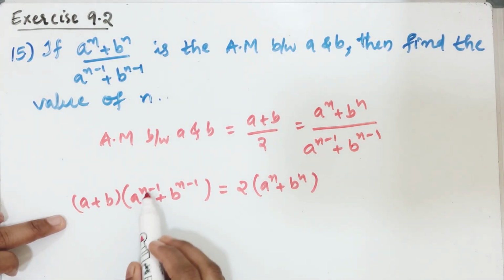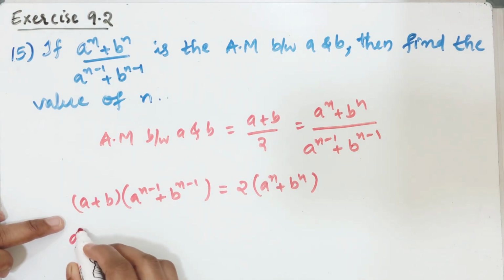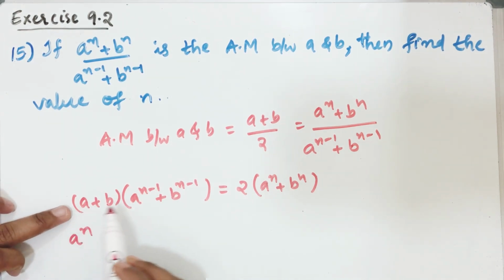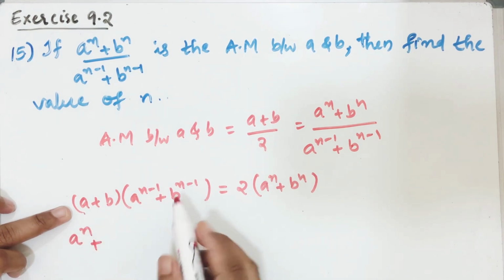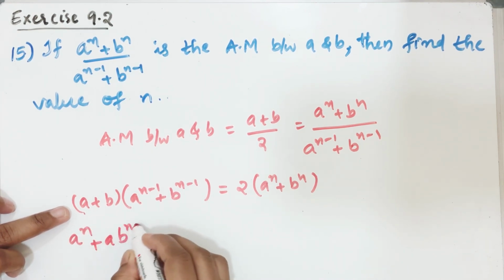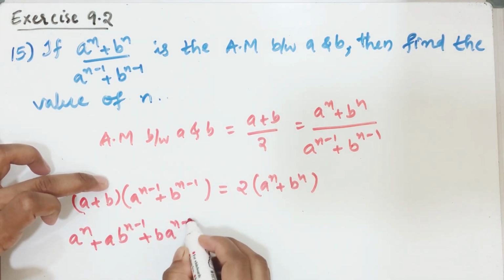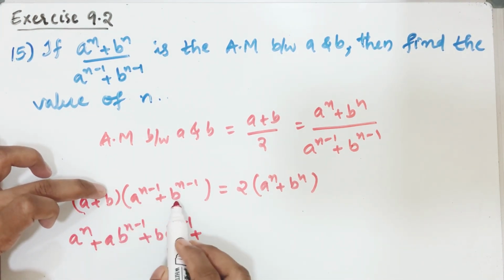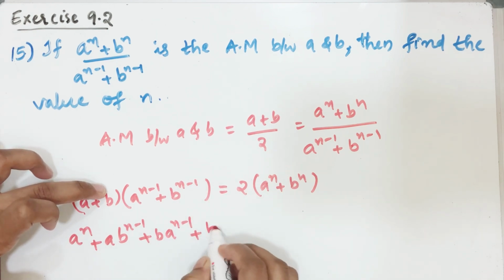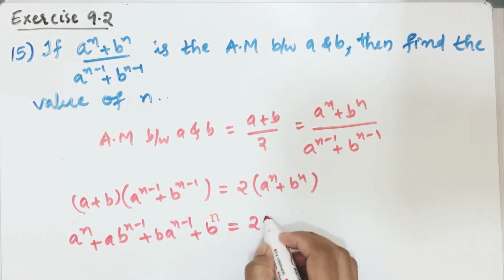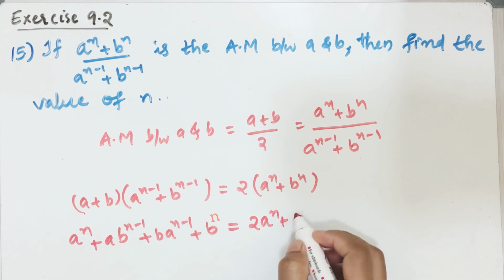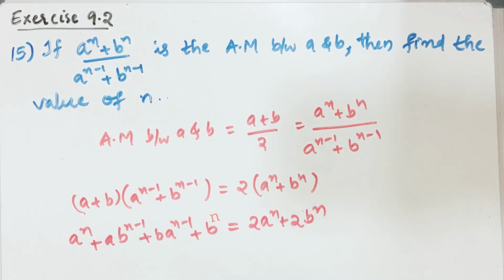This is a into a raised to n minus 1, that is a raised to n. A into a raised to n minus 1 is a raised to n minus 1 plus 1, which is a raised to n, plus a into b raised to n minus 1 plus b into a raised to n minus 1 plus b into b raised to n minus 1, that is b raised to n, equal to 2a raised to n plus 2b raised to n.